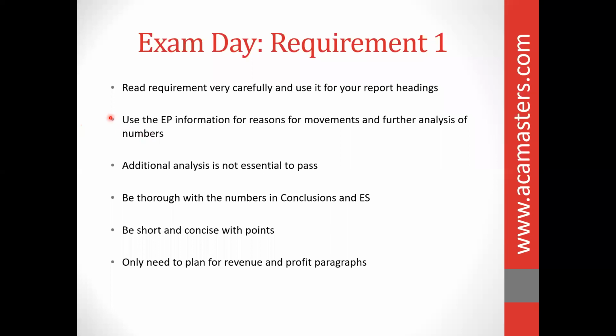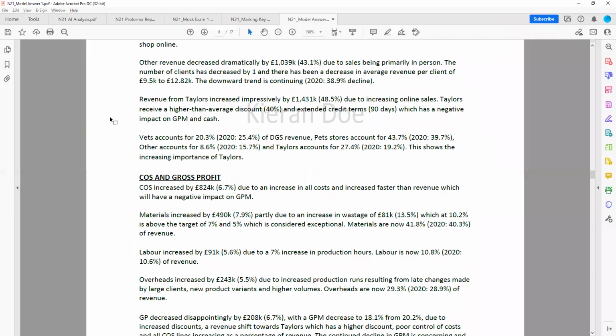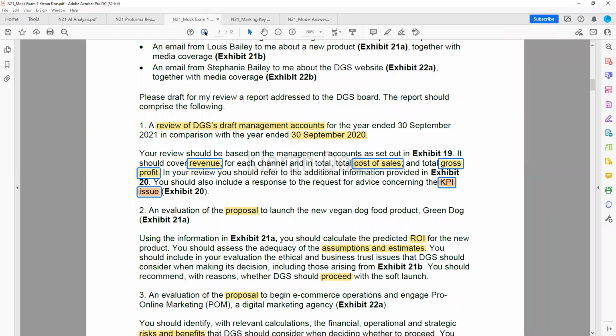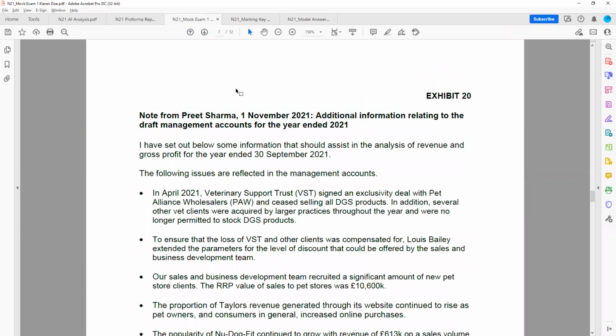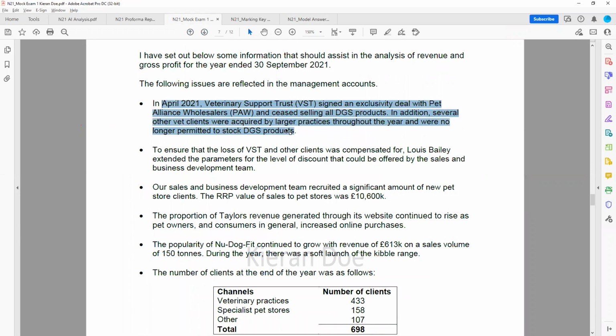So as I mentioned, use the exam paper information for reasons why things have gone up or down, and for further analysis of the numbers. Again, this does apply to all of the requirements, but use this information as much as possible. Use the information the examiner has given you. As I said, some of it's in narrative form, some of it's numerical, so financial. So with everything they give you, think, how can I use this in my answer? Particularly the numbers, how can I analyze these numbers more?